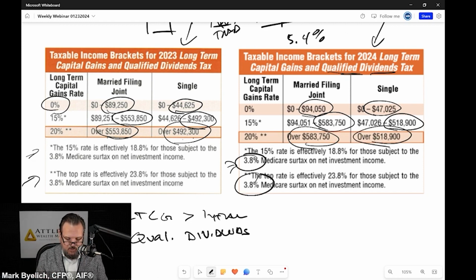Don't forget this 3.8% Medicare surcharge, which is based on modified adjusted gross income. That can make this 15% into 18.8%, and this 20% into 23.8%. So these brackets have increased, and that's good. Again, you can have more capital gains and more qualified dividends, and potentially be taxed at a lesser amount. But I want to point something out to you before we end for today, because these are the updates for the 2024 tax brackets, capital gains.